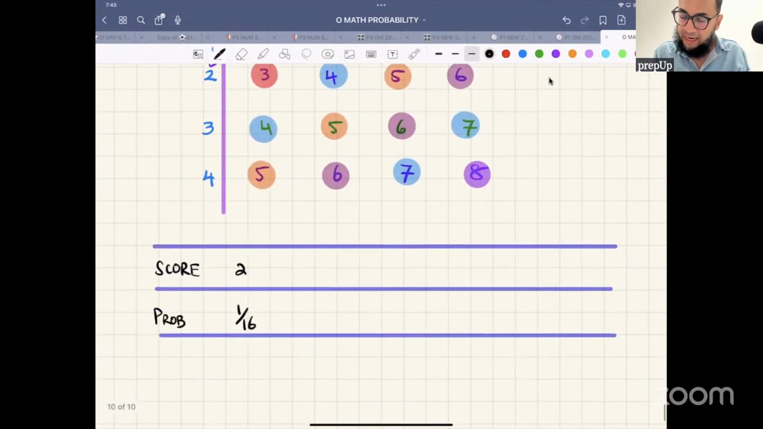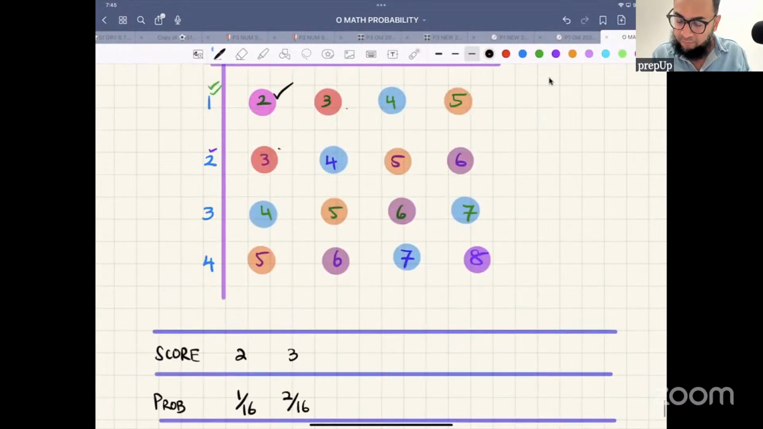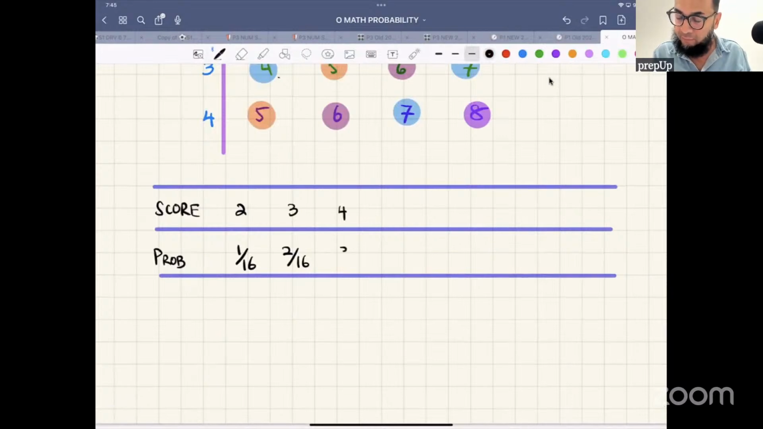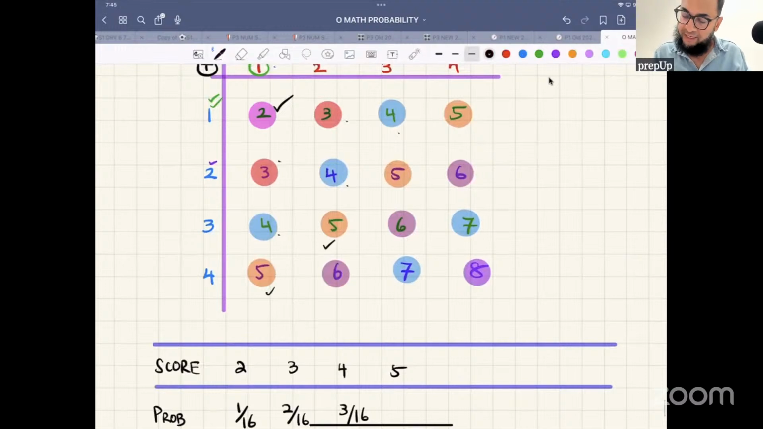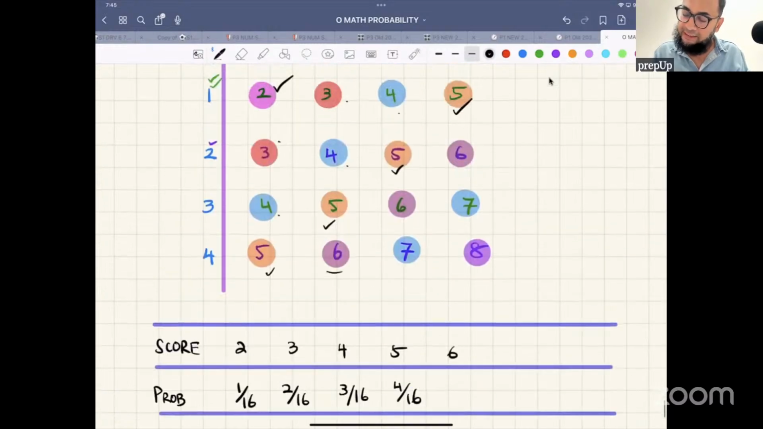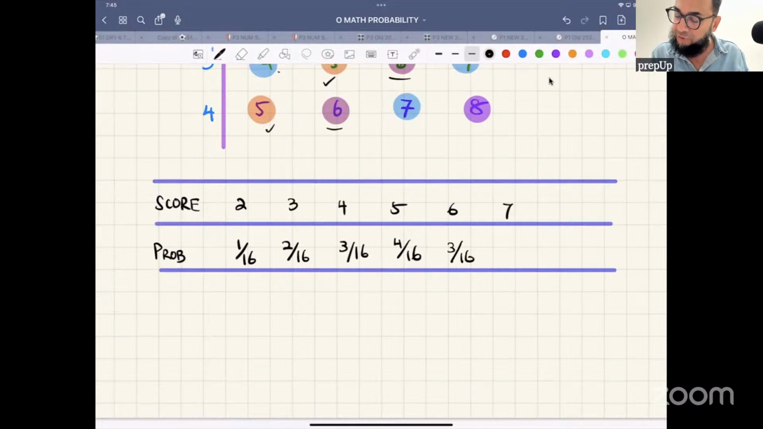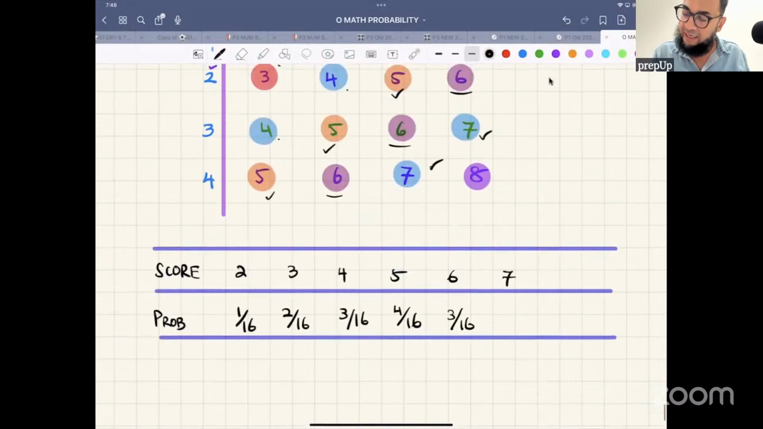And then 3 is 2 over 16. There were 2 3s. 4 is 3 over 16. 5 is 1, 2, 3, 4. That is 4 over 16. 6 is 1, 2, and 3. That is 3 over 16. 7 is 1 and 2. That is 2 over 16. And last but not the least, 8. That is 1 over 16.